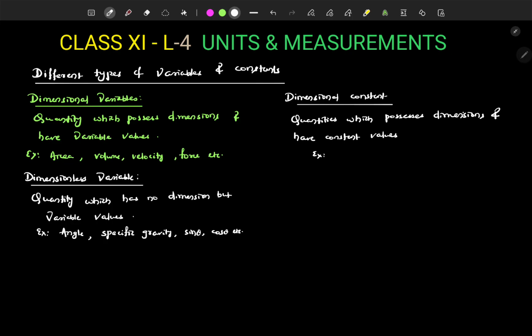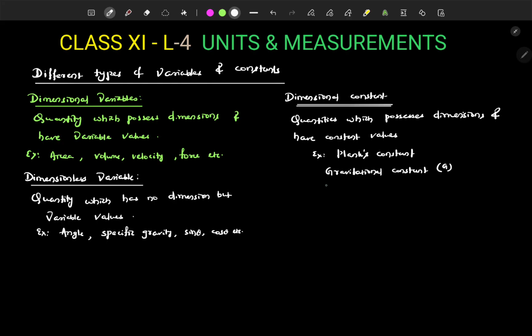For example, Planck's constant. It has dimension but constant value. Or you may think of the gravitational constant, capital G. It has dimensions but constant value. That value is 6.67 into 10 to the minus 11, and Newton meter square per kg square is its unit. Yes, it has dimension, which means we can predict the unit from the dimension.